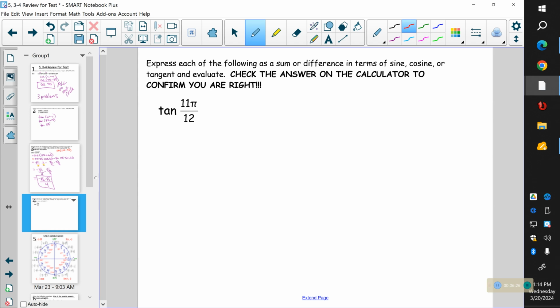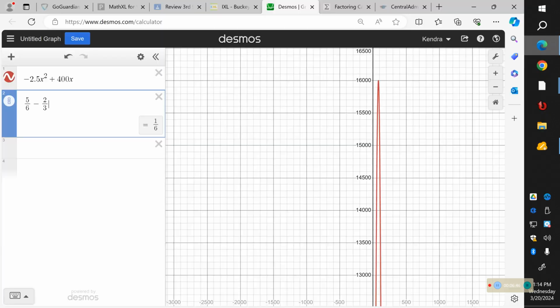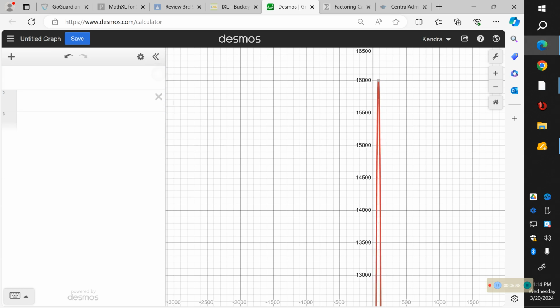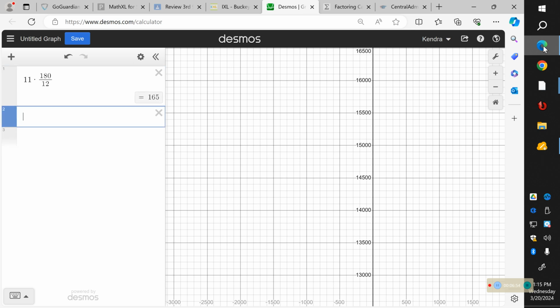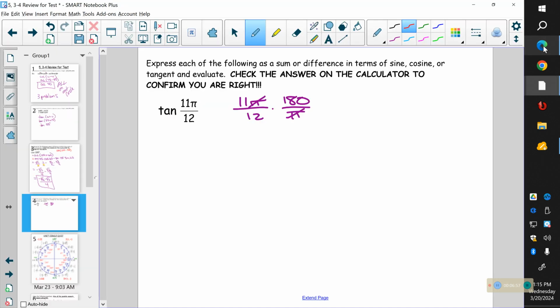Now, the tangent I gave you is 11 pi over 12. Your brain probably doesn't think in radians, so what can you do to make this easier for yourself? Switch it to degrees. How do I convert this to degrees? Multiply this by 180 over pi. So the pi's cancel out. I'm going to use Desmos, and I'm going to type this in, and I'm going to have 11 times 180 divided by 12, and that gives me 165. Yes?